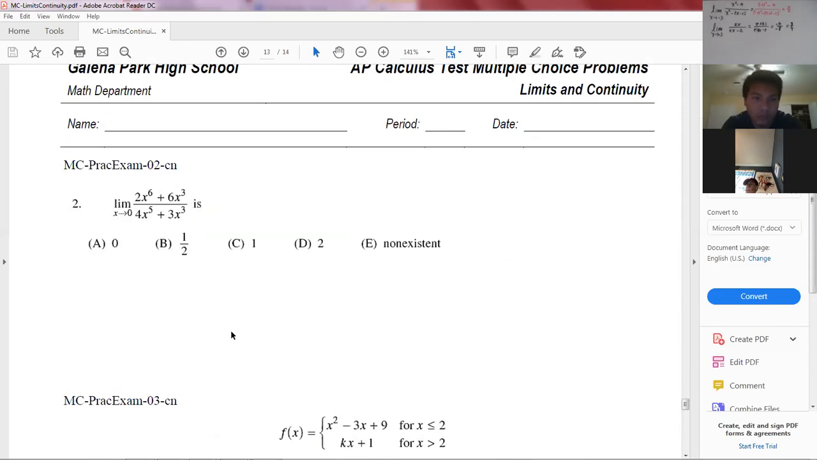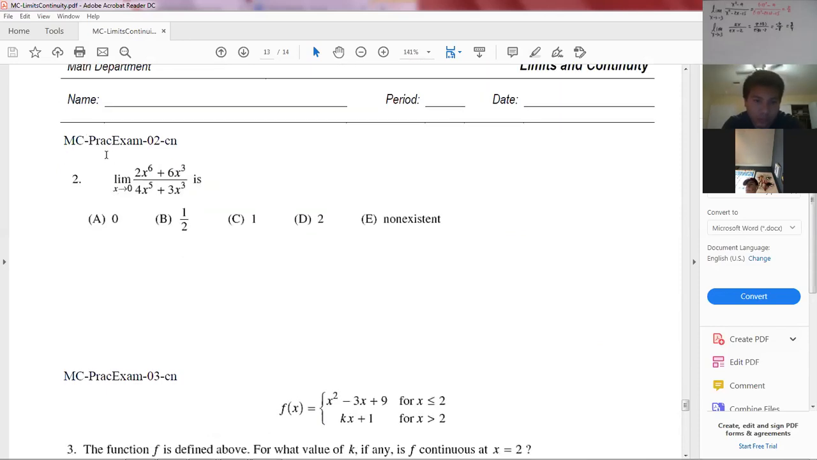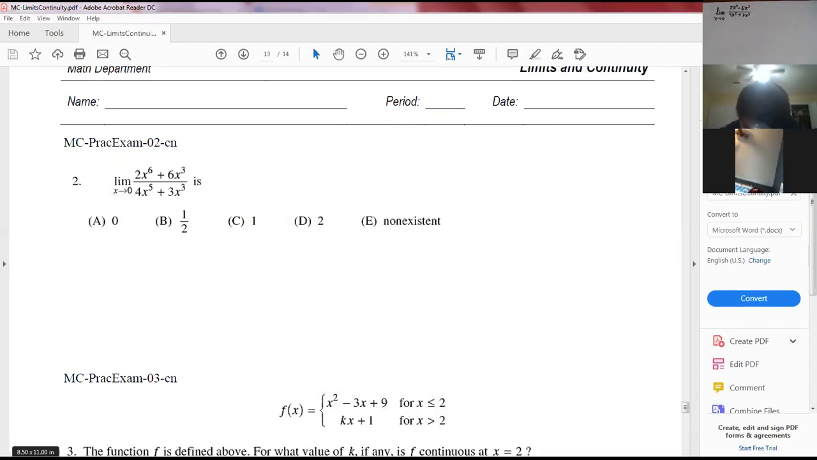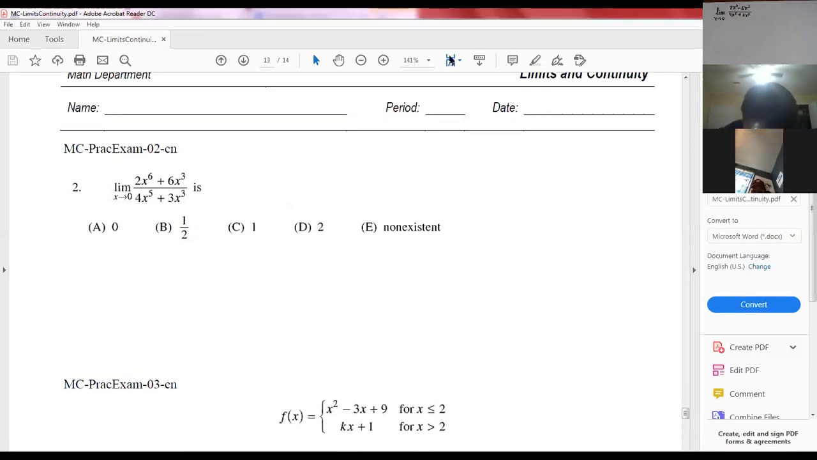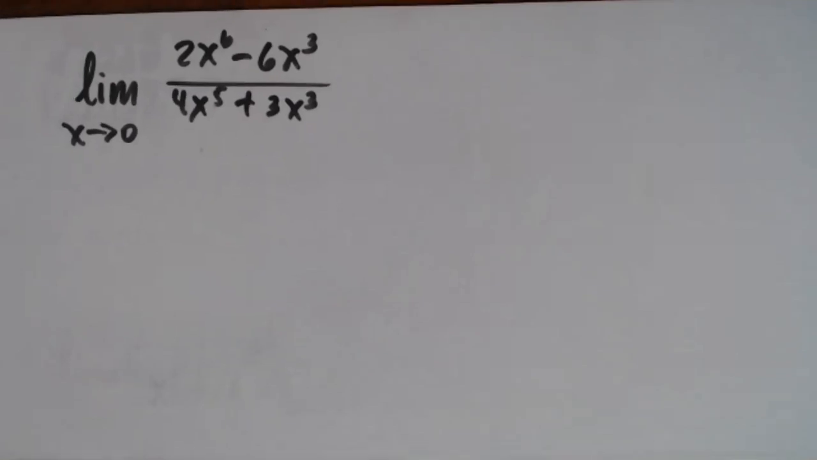I have another limit right here, for instance. This is a clear example that L'Hopital is going to require at least two or three applications, correct? Okay. Let's see this one. So, the limit when x approaches 0 of 2x to the 6th minus 6x cubed over 5x to the 5th plus 3x cubed, correct? This is my screen, my board. Okay.